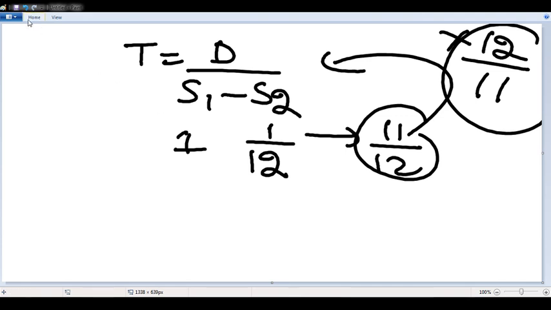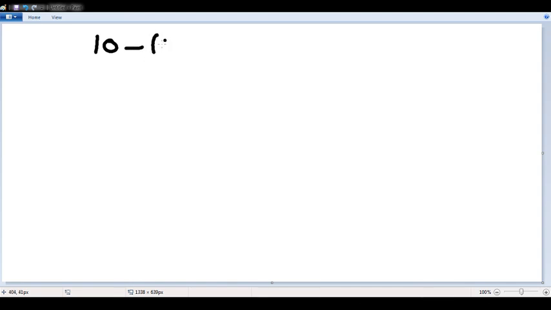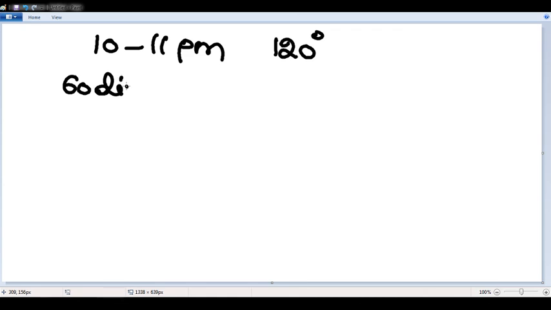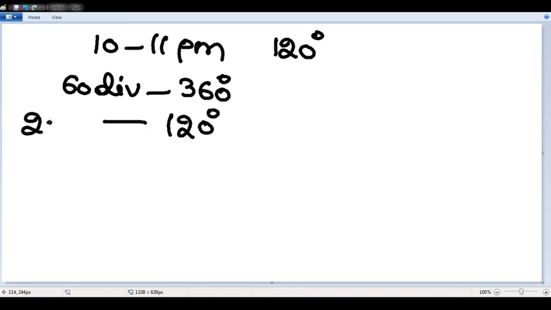Right? Last question. Based upon this model, 10 to 11 p.m., 120 degrees. 60 divisions is 360. 120 is 20 divisions. So the answer will be 10.